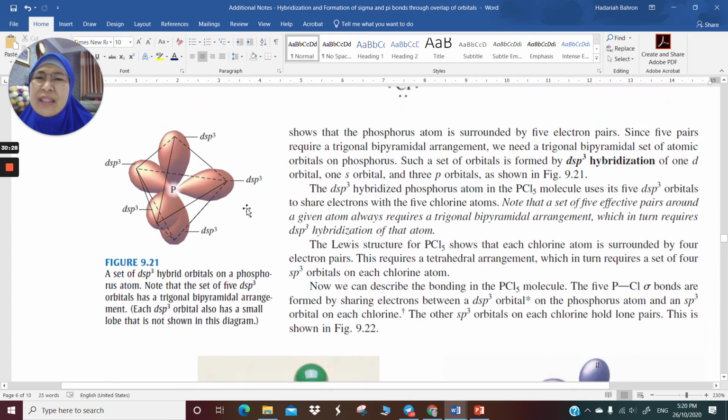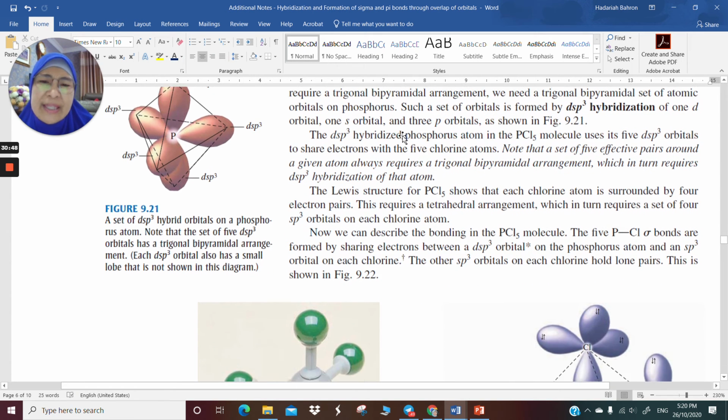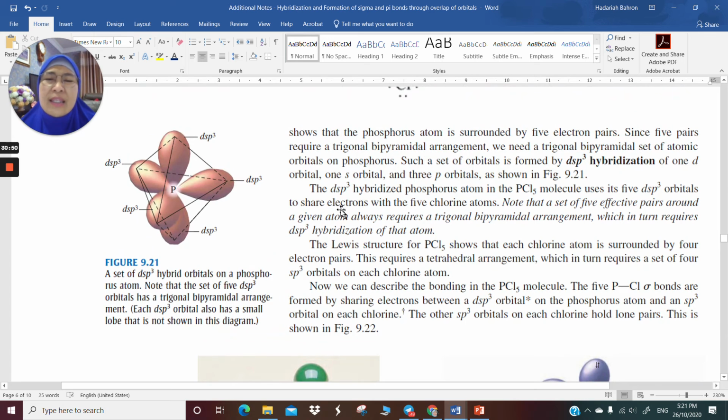There you are. This is 9.21. This is the dsp3 hybrid orbital of 5 equal lobes waiting to make a bond with oncoming atoms. The dsp3 hybridized phosphorus atom in PCl5 uses its 5 dsp3 orbitals to share electrons with 5 chlorine atoms.